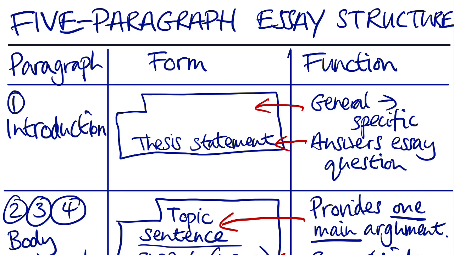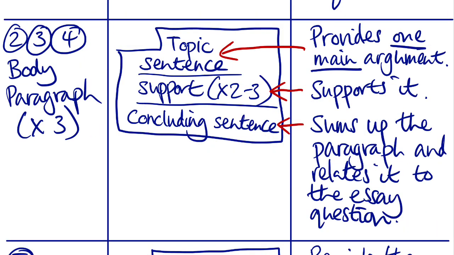Okay, let's look at the body paragraphs. In a 5-paragraph essay, there are 3 body paragraphs. They all have the same design. So the very first sentence is a simple statement. It's a topic sentence. It provides one main argument. And you will see an example later on in this video.